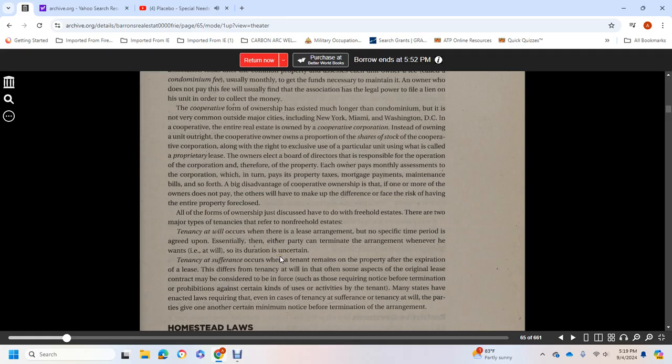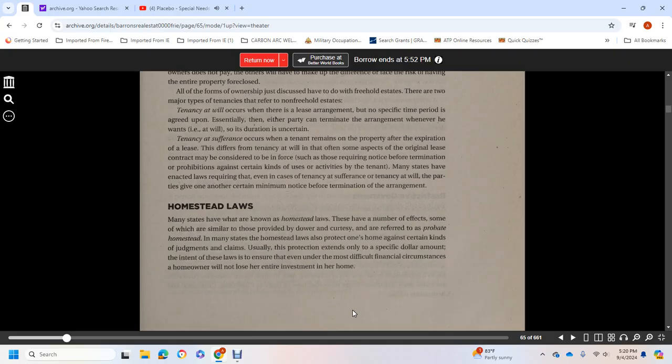Tenancy at sufferance occurs when the tenant remains on the property after expiration of the lease. The difference from tenancy at will is that often some terms of the original lease contract may be considered to be enforced, such as requiring notice before termination, and prohibitions against certain kinds of use or activities by the tenant. Many states have enacted laws requiring, even in the case of tenancy at sufferance or tenancy at will, that the parties give one another a certain minimum notice before termination of the arrangement.